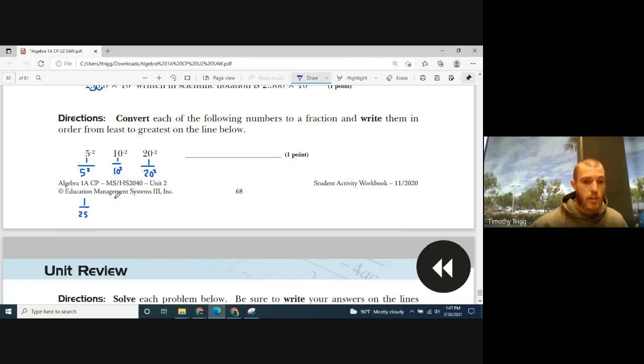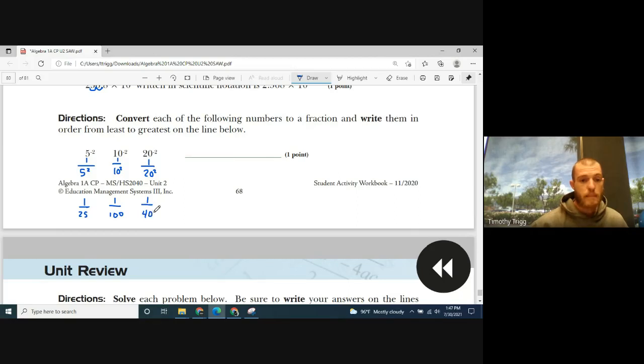The second fraction is 1 over, what's 10 squared? Don't say 20, it's 100, right? It means 10 times 10. This one, 1 over 20 times 20 is 400.